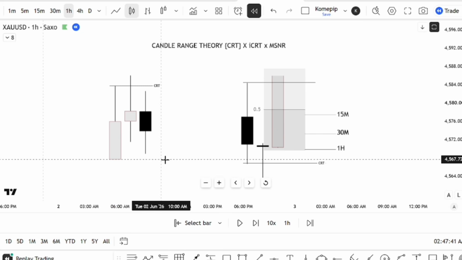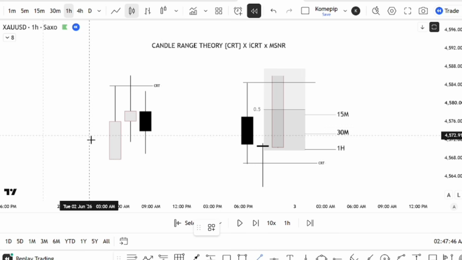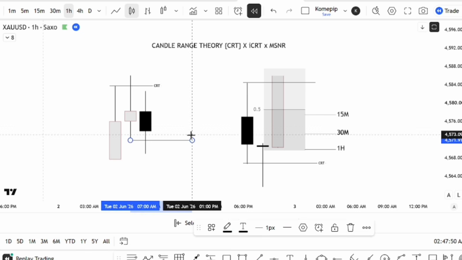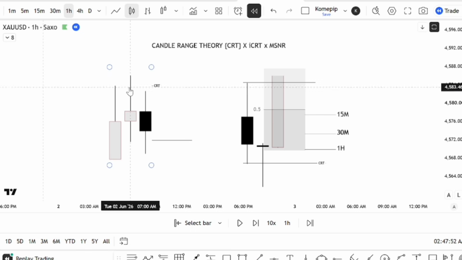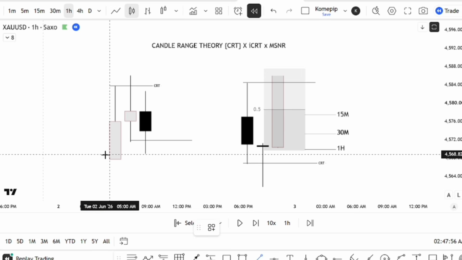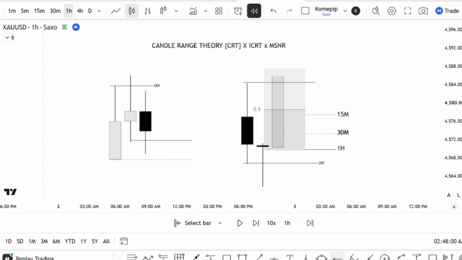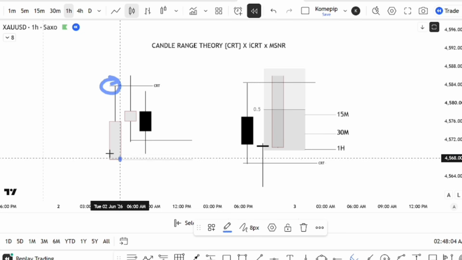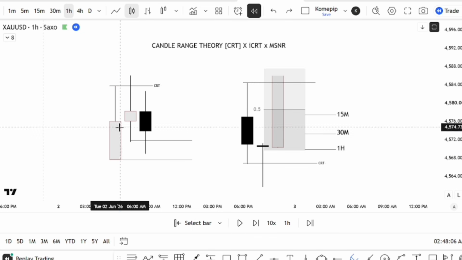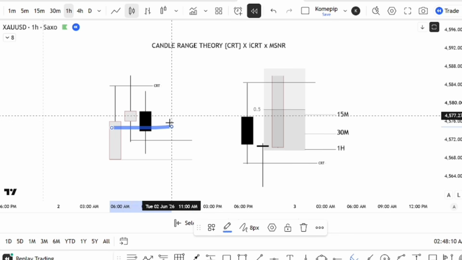Okay, so the second thing that you want to do after you've identified your CRT is to mark the candle 2. You need to mark the CRT candle. So this is the CRT candle, and you want to mark that CRT candle. And of course, this is our target. You know that anytime price takes a CRT high, then obviously the CRT low becomes a target. And of course, sometimes it can go just 50% and reverse.